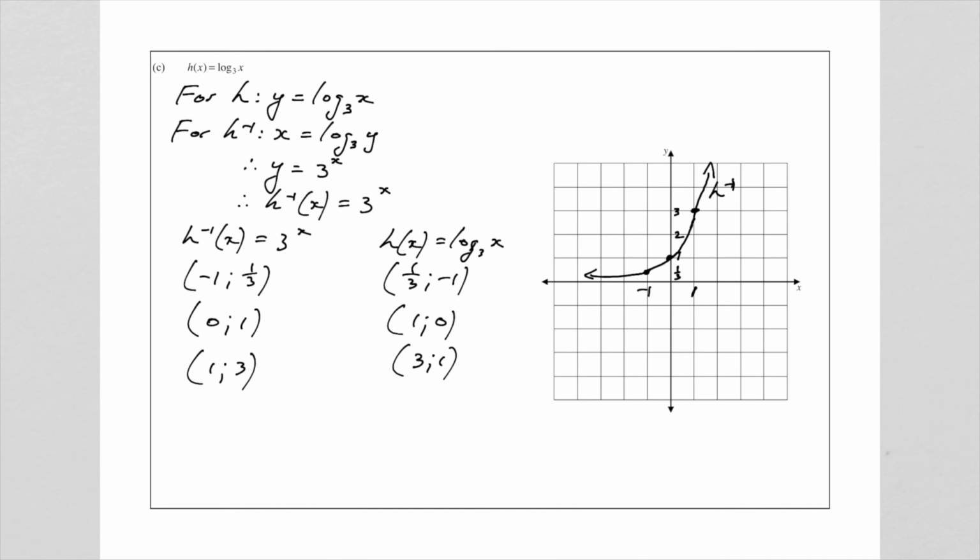Let's now plot the 3 points for the log graph, and that will be when x is a third, y will be minus 1, so that is where minus 1 is. And then when x is 1, y is 0. And when x is 3, then y will be 1. And you can see that graph will go right here.